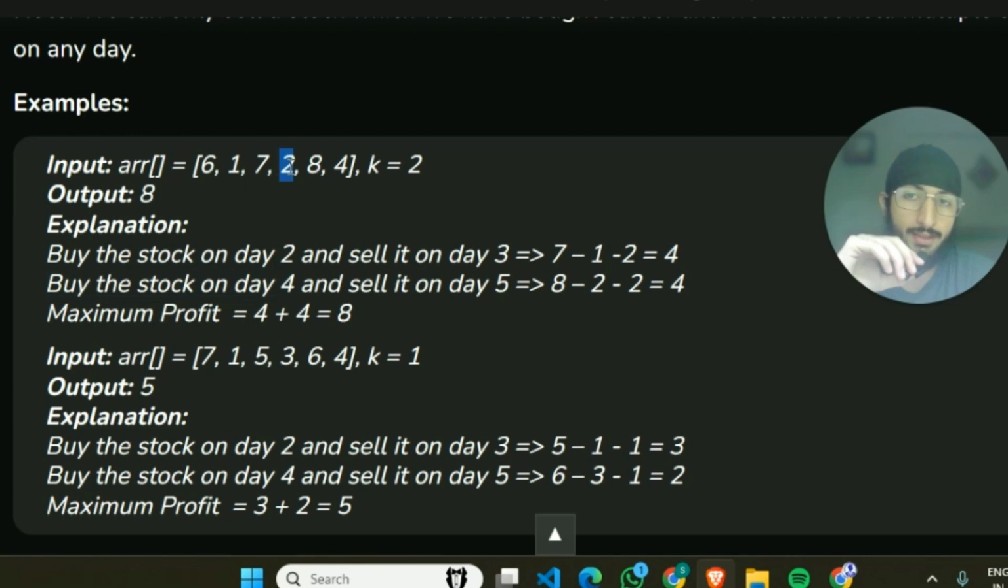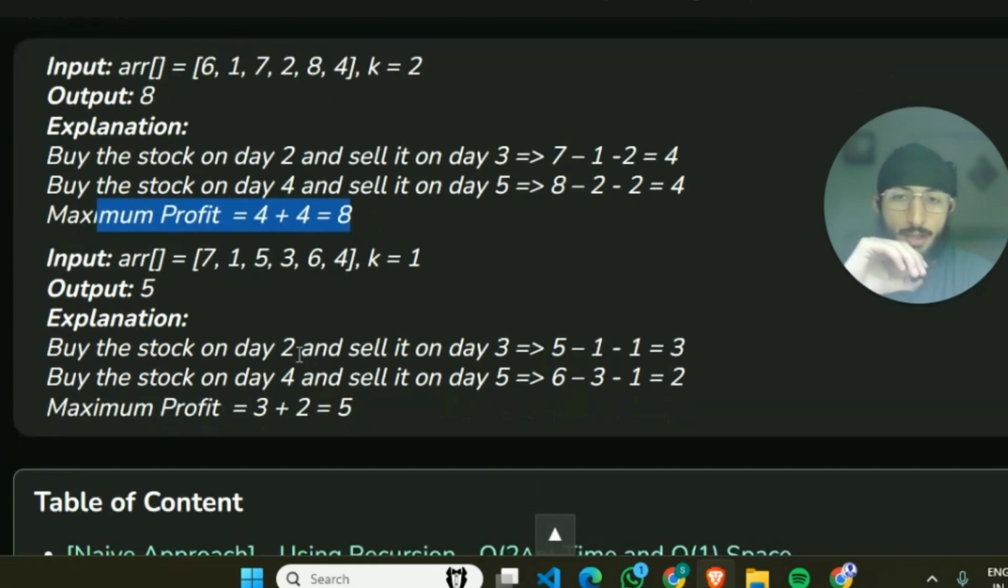Buy the stock on day 4, that is here, at cost price 2, and sell it on day 5 at selling price 8. So we get the profit as 8 minus 2, and we also have a transaction fee, that is 2, so we subtract that. So we get the profit as 4, and maximum profit is 4 plus 4 is equal to 8.